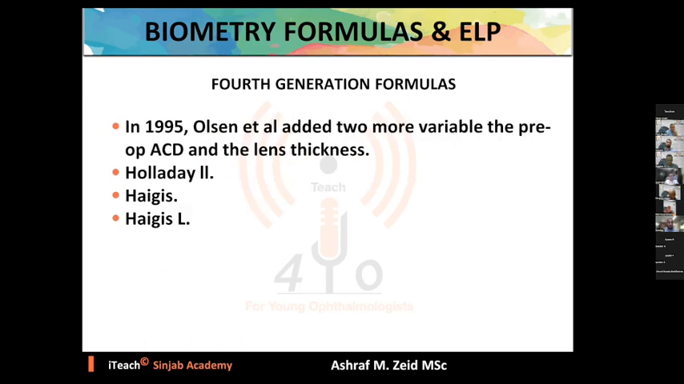In the fourth generation formulas in 1995, Olsen et al. added two more variables, the preoperative anterior chamber depth and the lens thickness. The equations that are considered fourth generation formulas are the Holladay 2, Haigis, and Haigis-L.